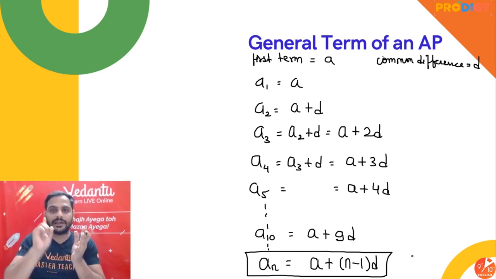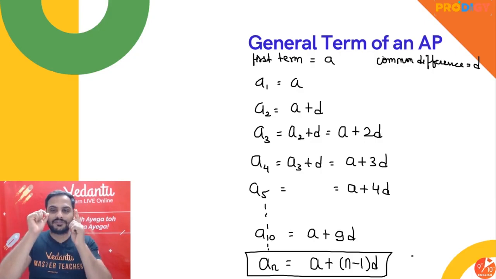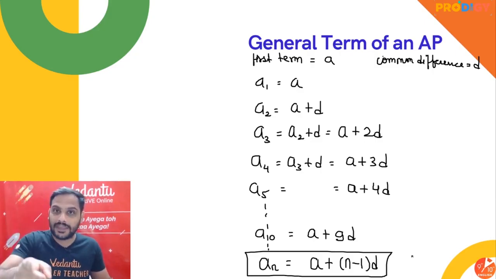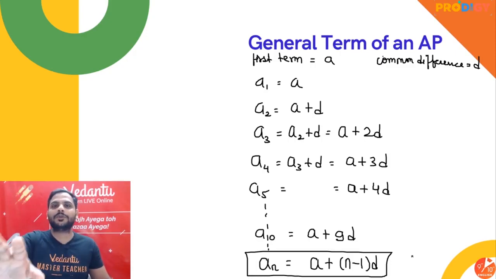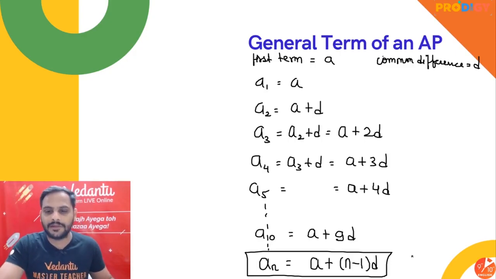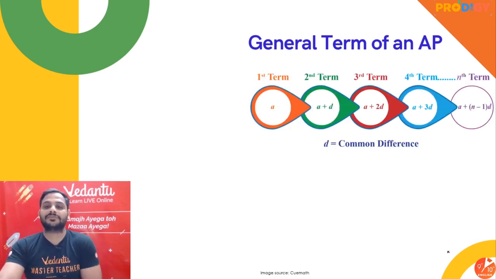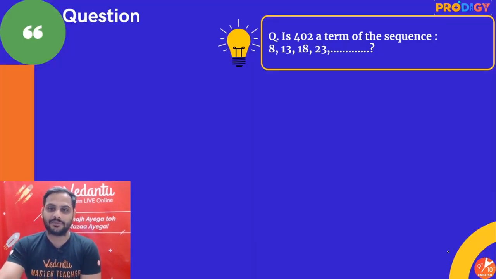So you can clearly see, guys, it is very important to see what is the first term and the common difference. If we know A and D, any question we can solve very easily. Okay? So this is the formula, very important for the general term, A plus N minus 1 into D. And let's look at some question now.